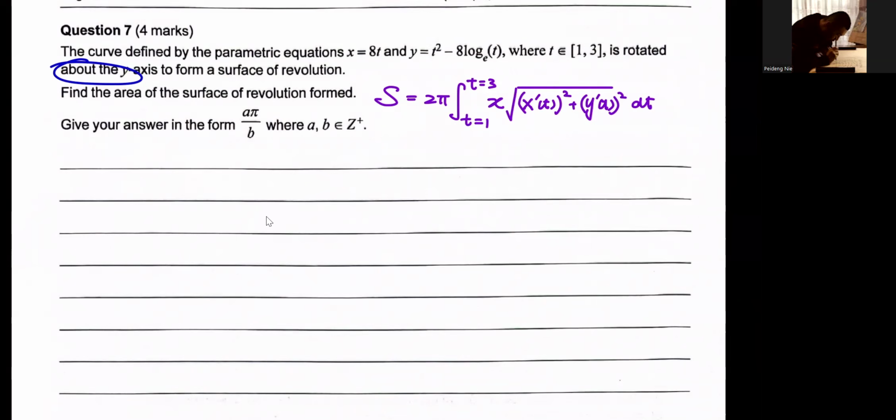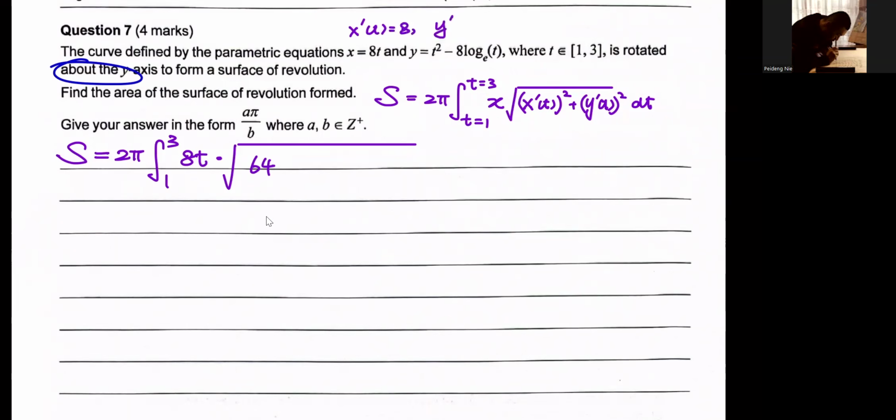Now, the surface area is just like 2 pi from 1 to 3. What's my x here? 8t. And what's inside the square root? Derivative of x is 8. So we've got a 64 here. X dash t is 8. And y dash t is 2t minus 8 over t, plus 2t minus 8 over t bracket square dt, something along this line.